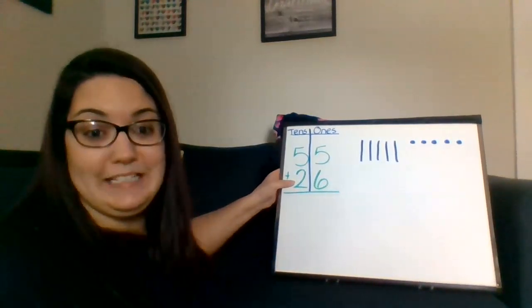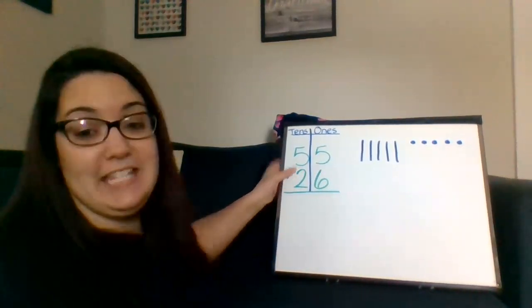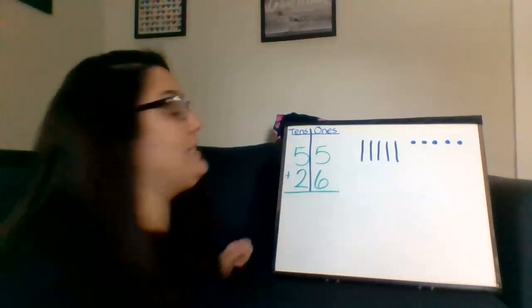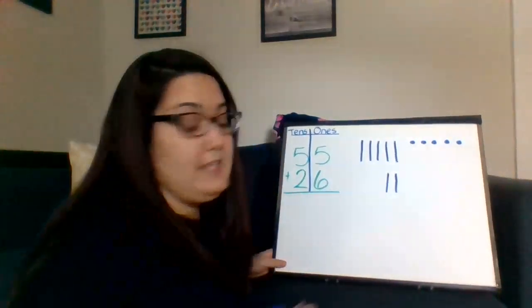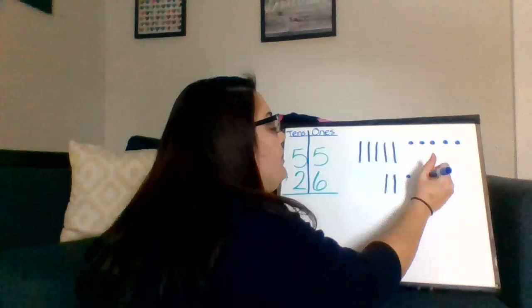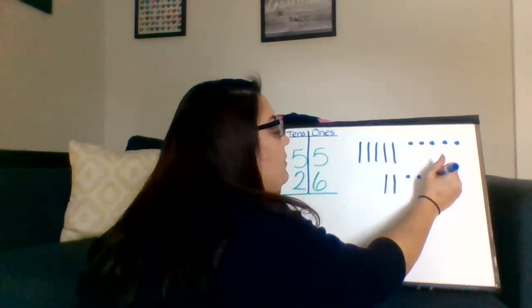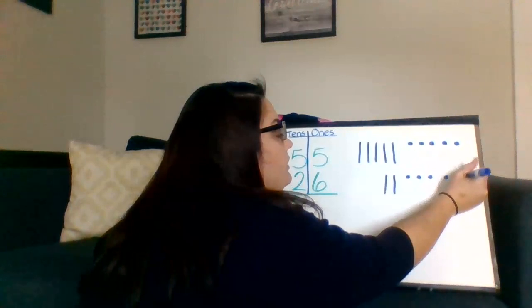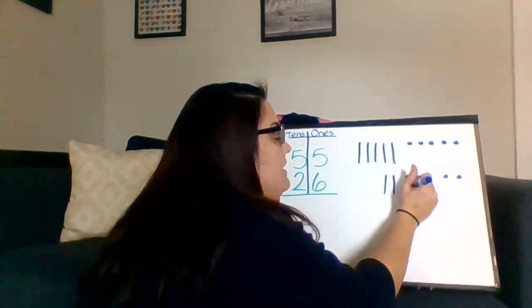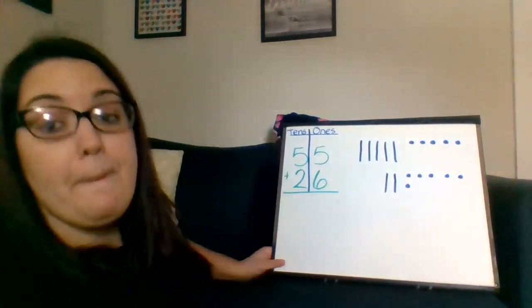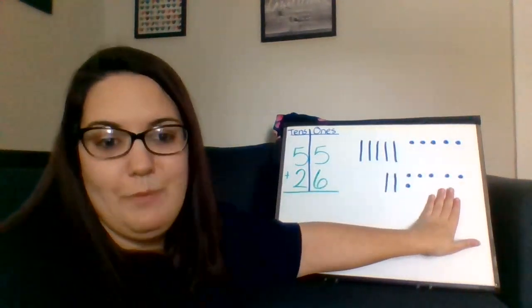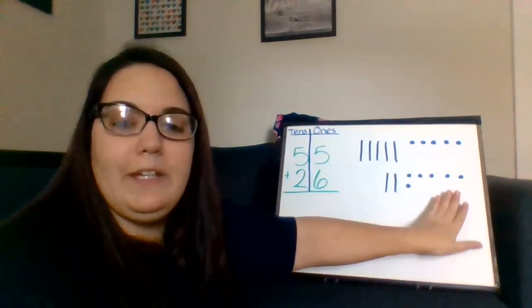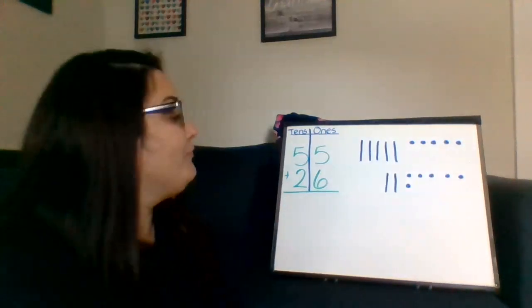Now I can draw 26. I need 2 tens and 6 ones to show 26. So I'm going to draw 1, 2 tens, and 1, 2, 3, 4, 5, 6 ones. Remember, when I make my ones, I want to make them so they start making a ten frame so I can quickly see if I can make a 10.